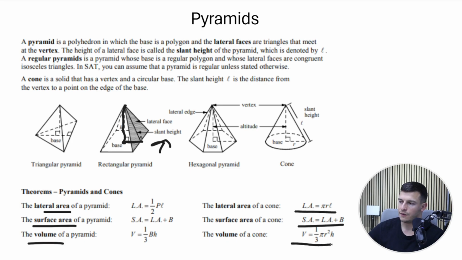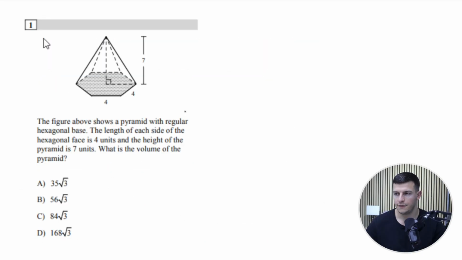Again, lateral area, surface area, and volume. So there's no point of memorizing them. So let's solve some problems. The figure above shows a pyramid with a regular hexagonal base. The length of each side of the hexagonal face is 4 units, and the height is 7. What is the volume of the pyramid?